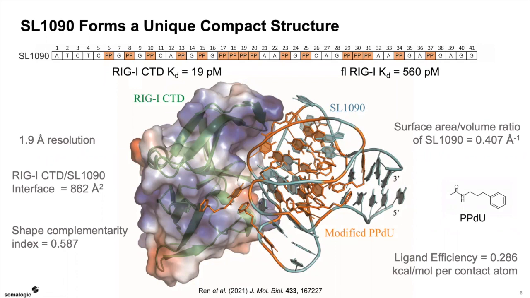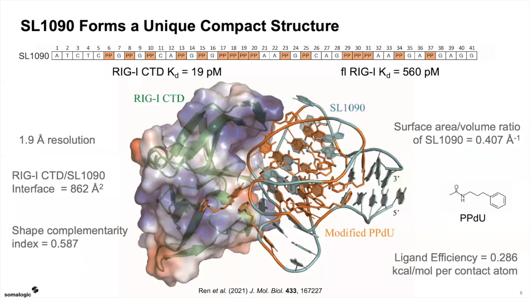It's a 41 nucleotide SOMAmer, and it has 16 of these PPdU modifications that you can see here in the sequence in orange. We were really excited that we had this modification in this crystal structure because it was the first time we'd seen it in a structure. This modification has a long linker, and we always kind of assumed that this long linker meant that this mod would find deep hydrophobic pockets that it could bind to on the protein surface.